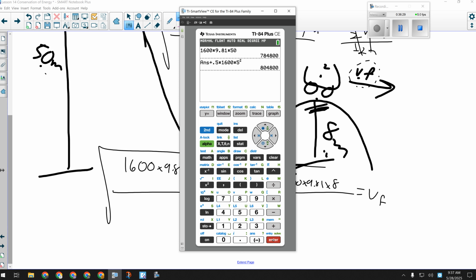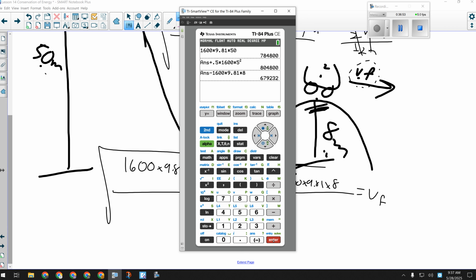Okay, so there's my mechanical energy. That's the kinetic and the potential added together. Now I'm going to subtract from that the potential energy final, sorry. So 1,600 times 9.81 times 8. Okay, so that's my final kinetic energy.